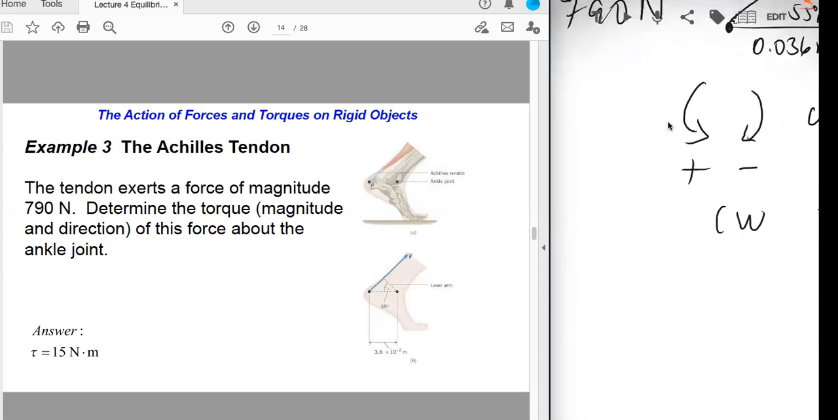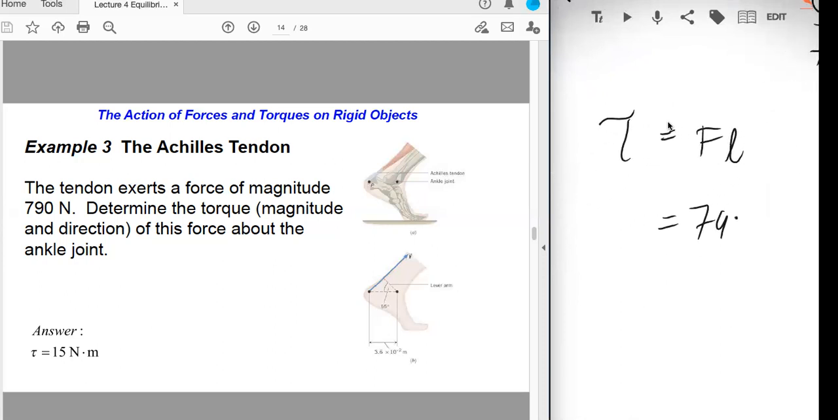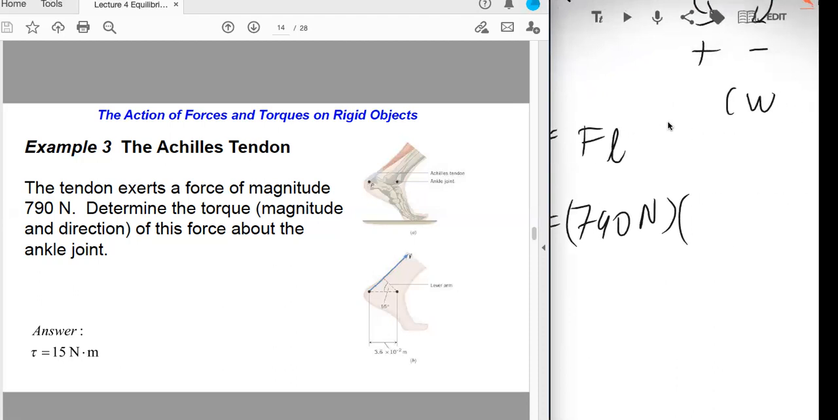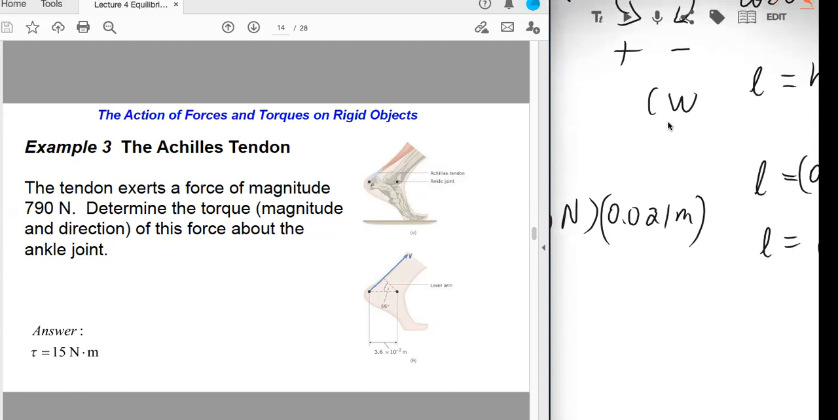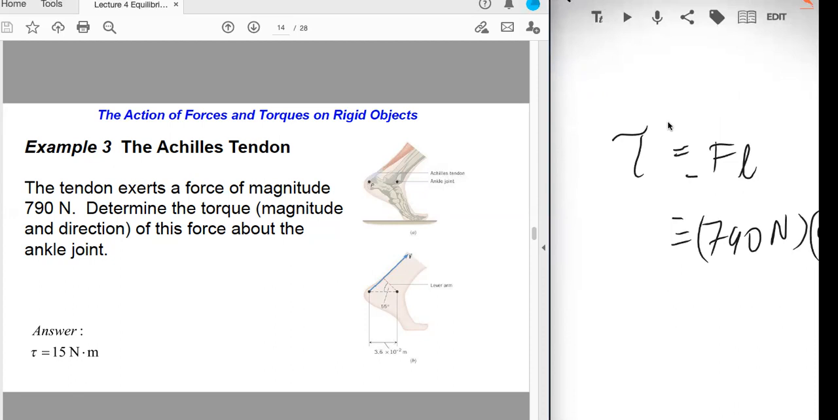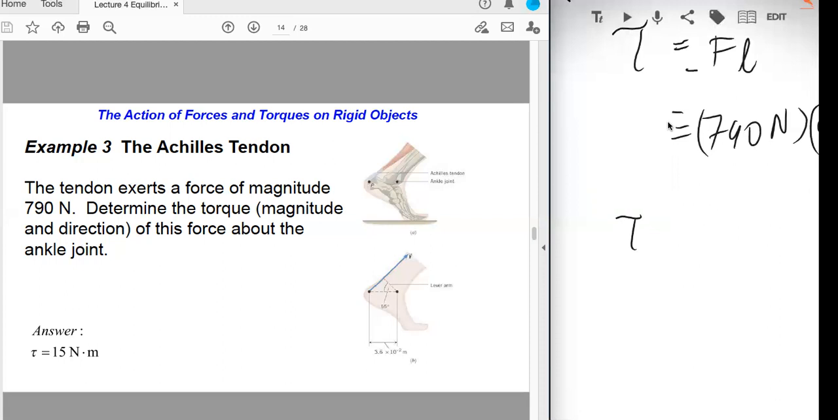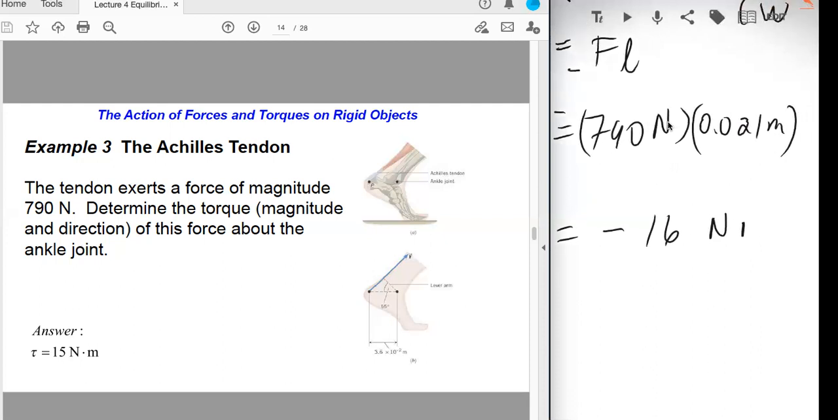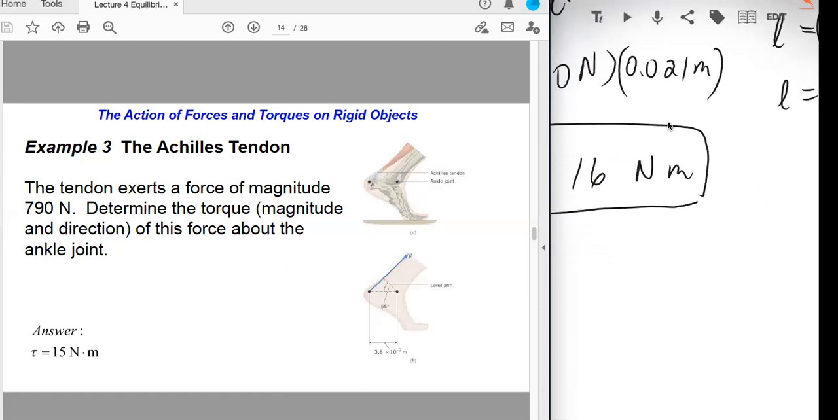So torque is equal to F times L, force times 790 Newton times the lever arm, which is 0.021 meter. Alam mo, negative yan. So, negative siya. Anyway, alam nyo, negative yan kung nanood kayo ng video na to. So, that's equal to, you should get an answer of negative 16 Newton meter. So, that's your answer. Bakit negative? Kasi clockwise ang direction ng motion mo. Okay, pag may question, pakinom.